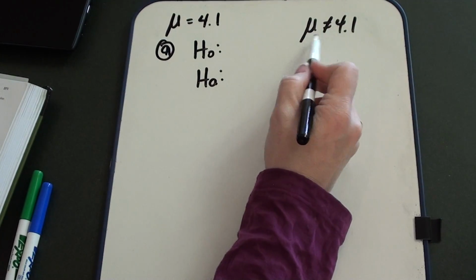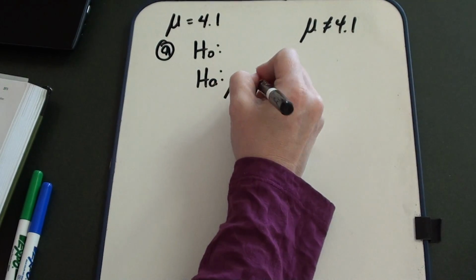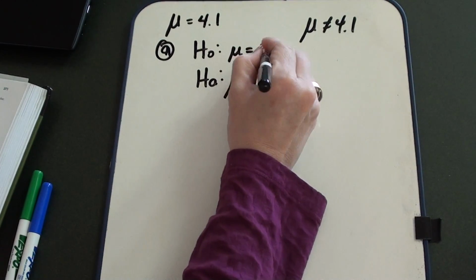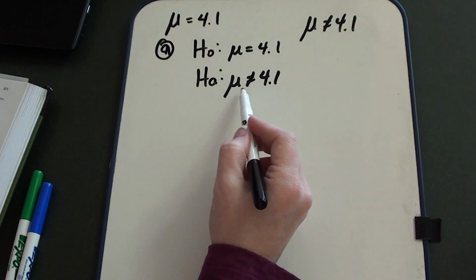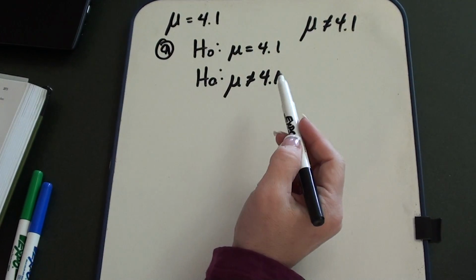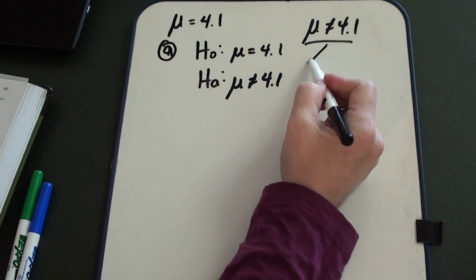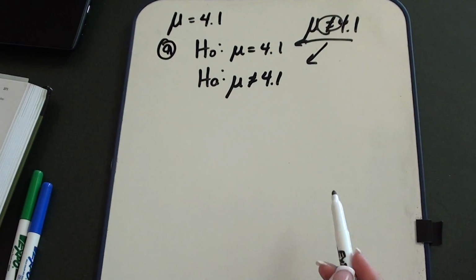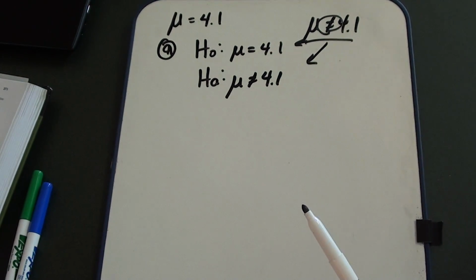So because that doesn't contain an equal sign, we can't use that as our null. We have to use that as our alternative. And we'll use whether or not the mean is equal to 4.1 as our null hypothesis. So remember, the alternative can never contain an equal sign. The null must always contain an equal sign. So first ask yourself, what do you want to prove? And then determine, is that going to be my alternative or is it going to be my null, depending on whether or not it has an equal to sign. Now the equal to sign can be greater than or equal to, less than or equal to, or just equal to. Okay, so that's part A.